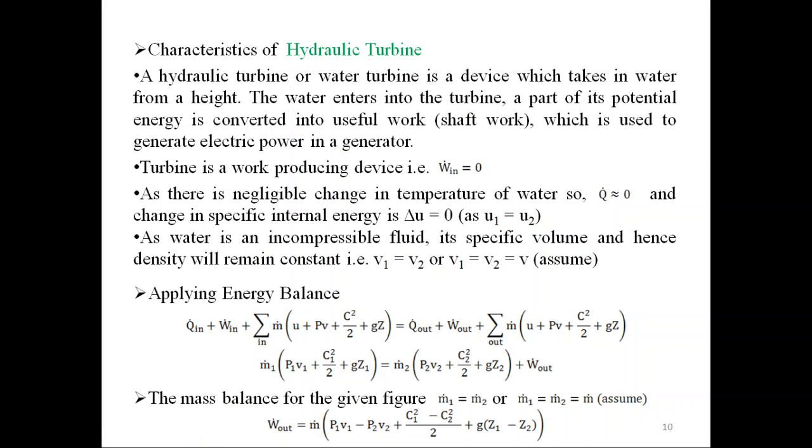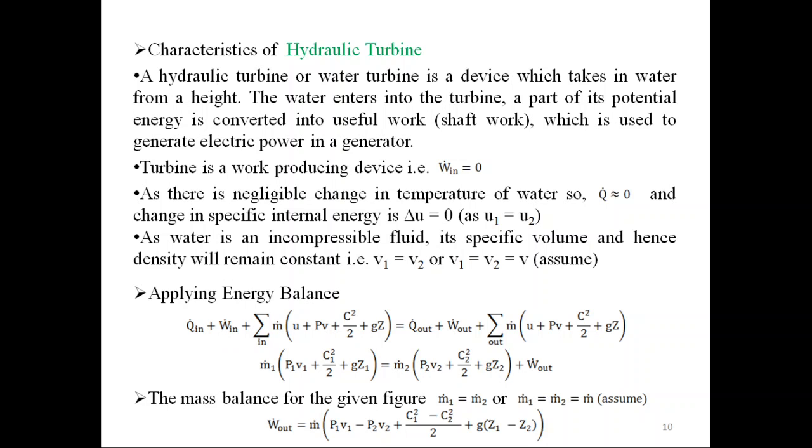Next is characteristics of hydraulic turbine. A hydraulic turbine or water turbine is a device which takes in water from a height. The water enters into the turbine. A part of its potential energy is converted into useful work, that is shaft work, which is used to generate electric power in a generator. Turbine is a work producing device. So W over dot in will be equal to 0. So in energy balance you have to put this W over dot in equal to 0.